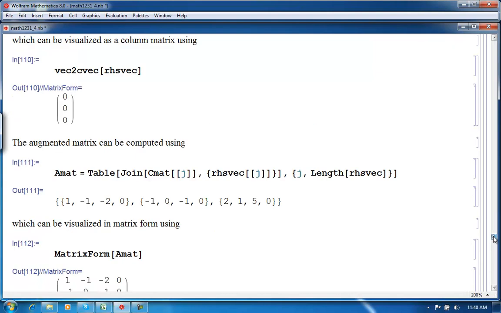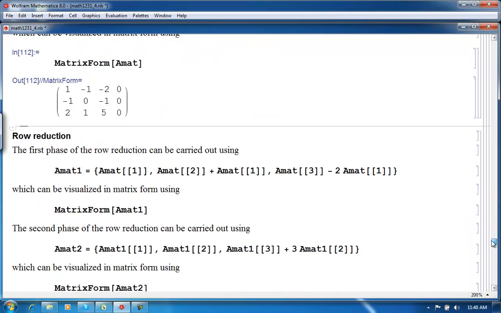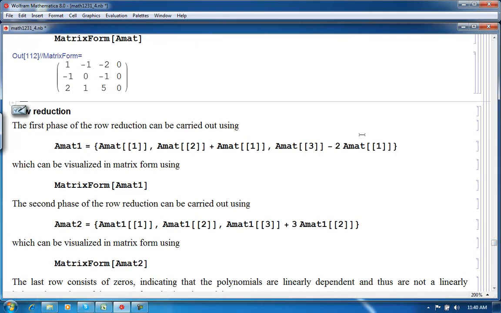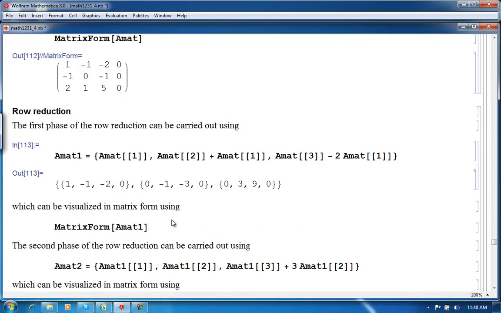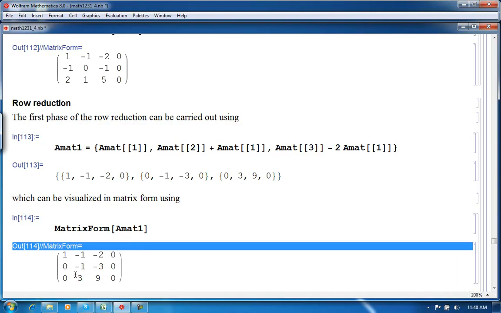So let's do the row reduction now on this matrix. So we can see that we want to add the first row to the second one to get the new second row, and we want to subtract twice the first row from the third row. So we do that using this, and then visualize the new augmented matrix using that, and we can see that we've got zeros in the first column under the diagonal.